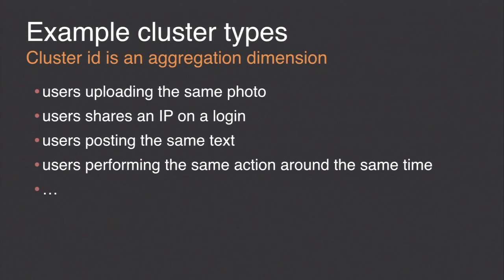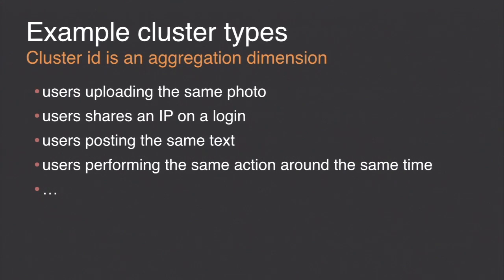In conclusion, we've talked about one of the examples of the cluster type. It's the users uploading the same photo. However, we can have a lot more aggregation dimensions than just this. We could have a cluster for users just sharing IPs and login. We could have users posting the same text, which is a text cluster. We could have users performing the same action around the same time, which we call a temporal cluster.